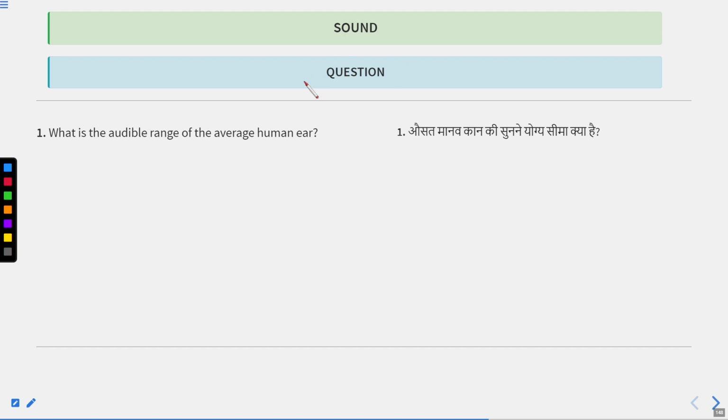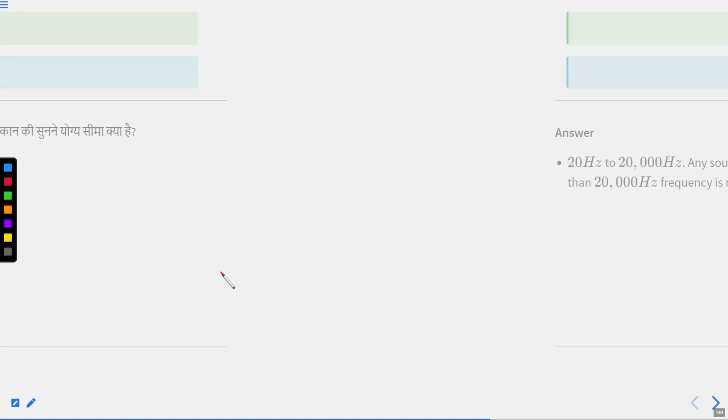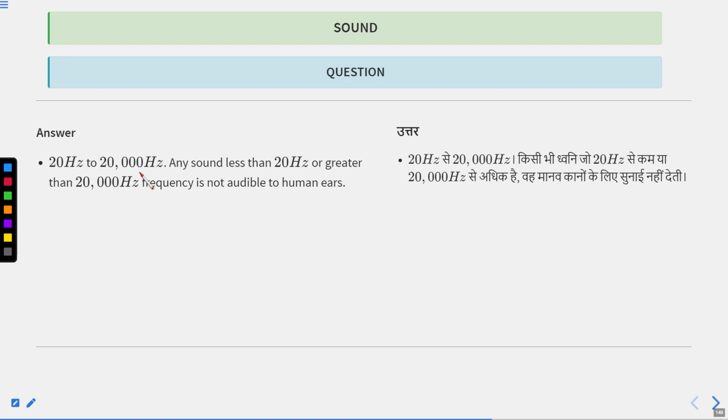So let's solve some questions. Question number 1: what is the audible range of the average human ear? We have just learned that the audible range for the average human is between 20 hertz and 20,000 hertz. Any sound less than 20 hertz cannot be heard by us, and any sound greater than 20,000 hertz is not audible to the human ear. Is it clear, class?